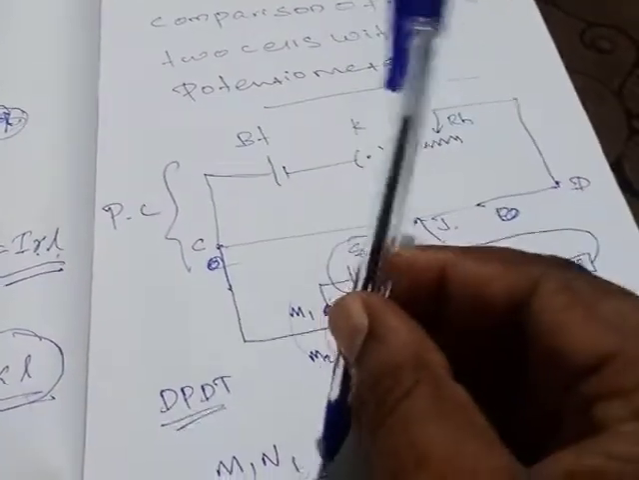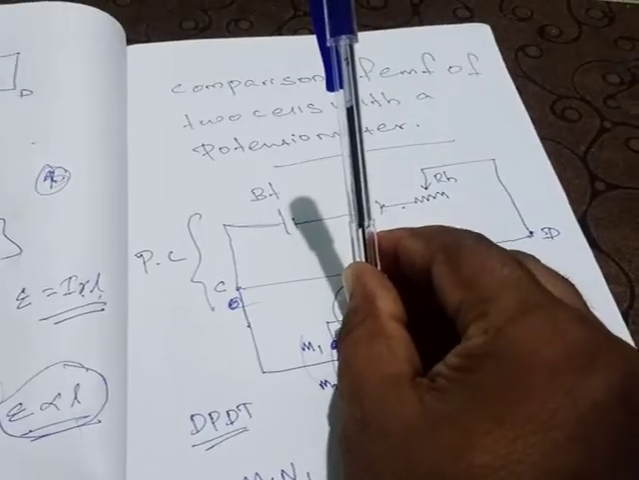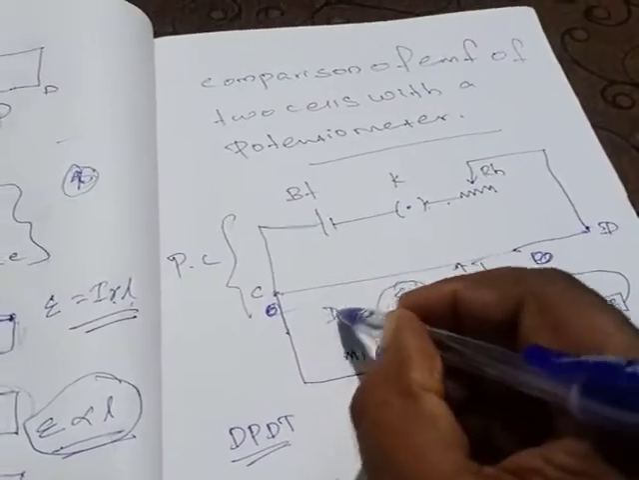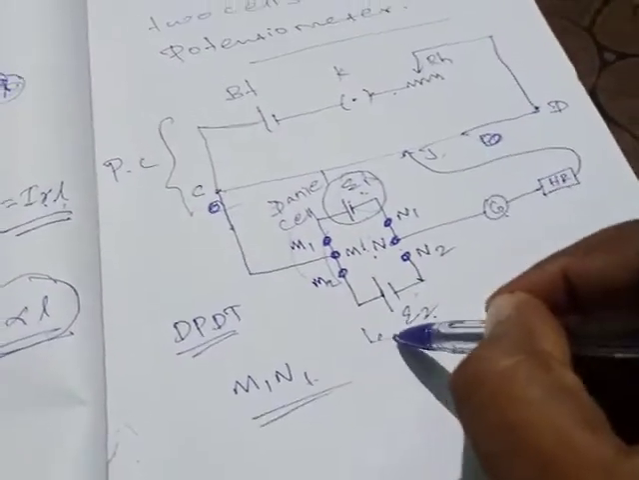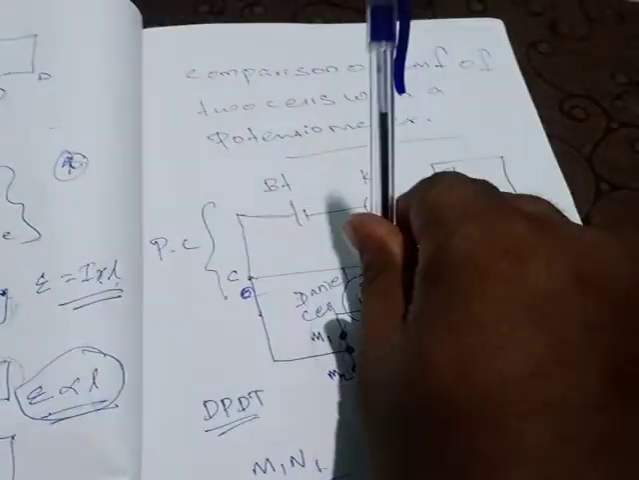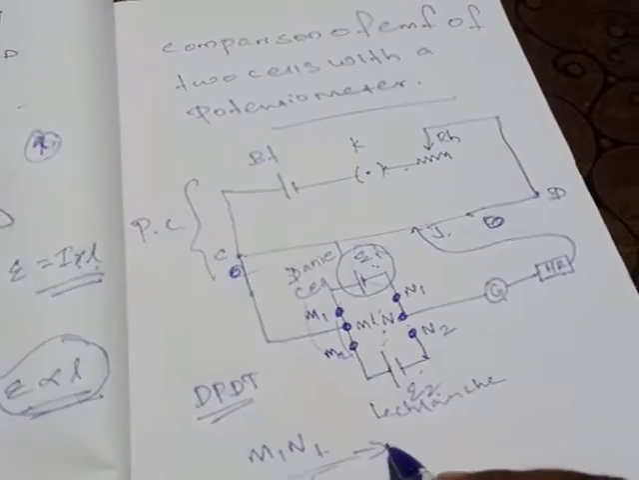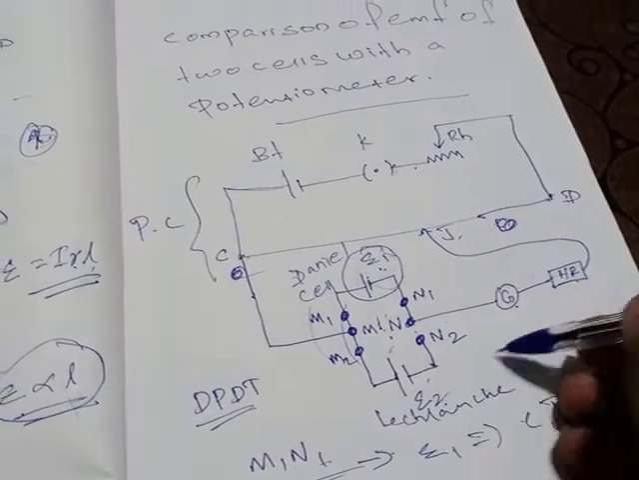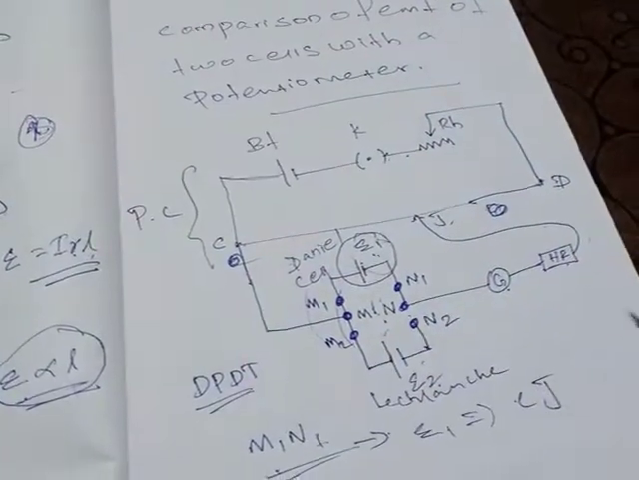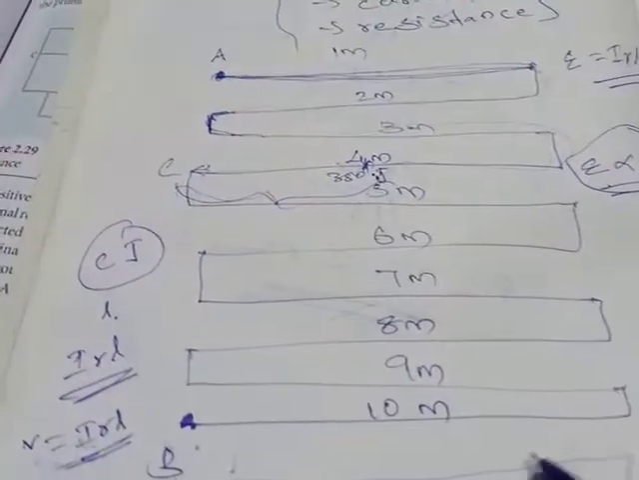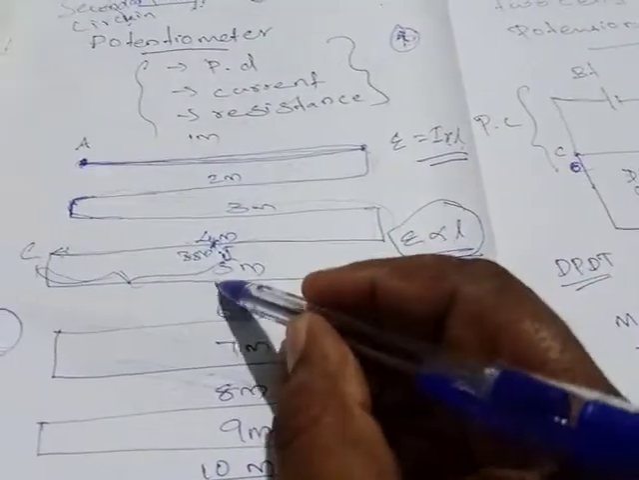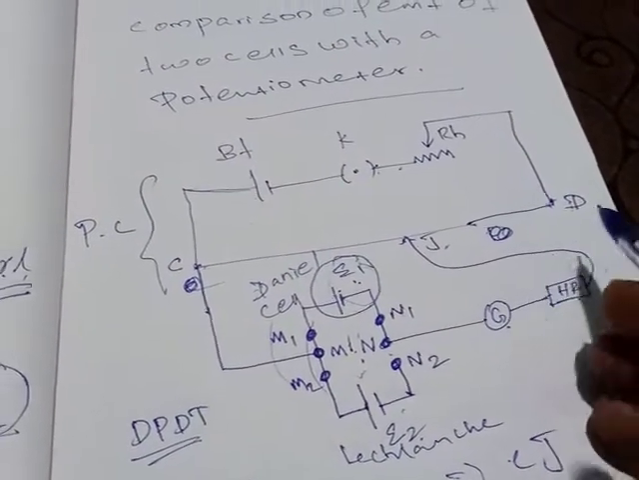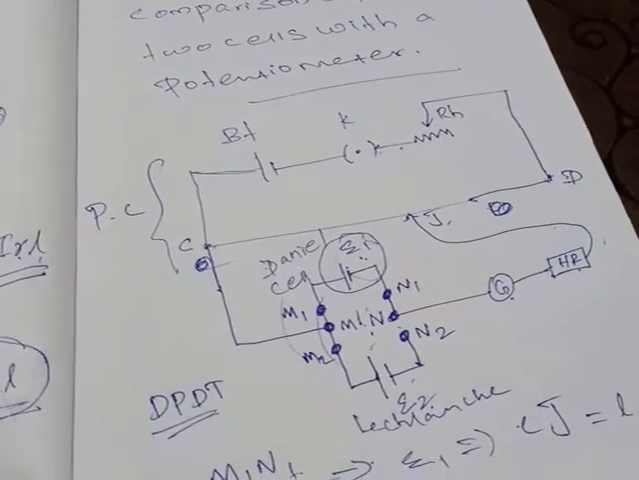So first we will press the DPDT switch towards M1, N1. Then the secondary circuit cell EMF 1 is active. For example, this is the Daniel cell and this is the Lagrange cell. When I press this switch towards M1, N1, the Daniel cell is active, so EMF 1 is there. So we find the EMF 1 balancing length CJ by moving the jockey over this wire. When we reach a place where the galvanometer shows zero deflection, that is the balancing length CJ. So we get L1.